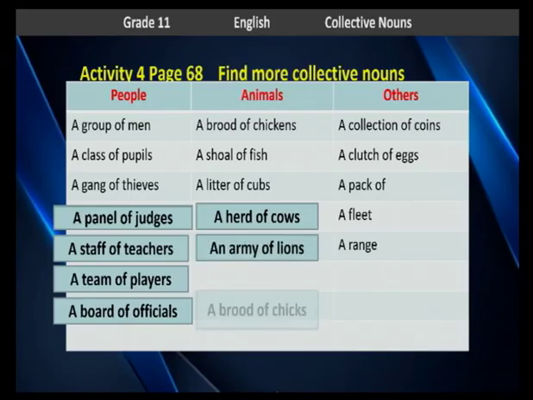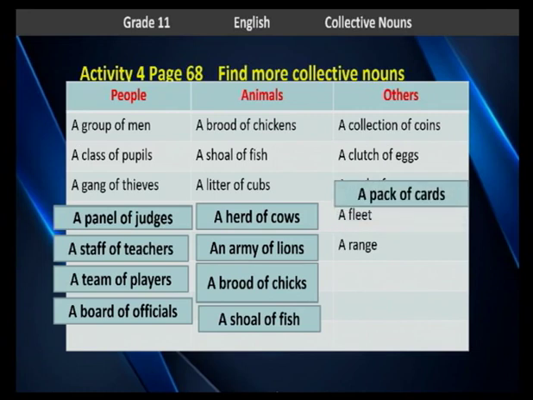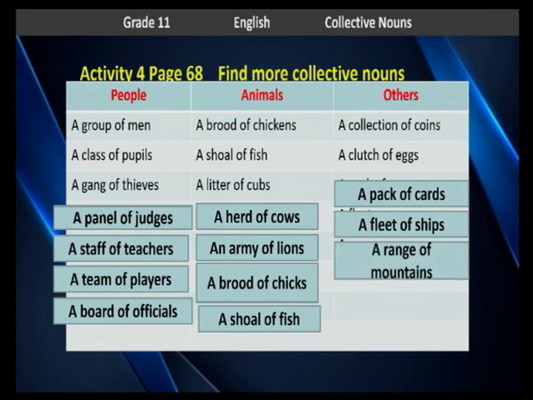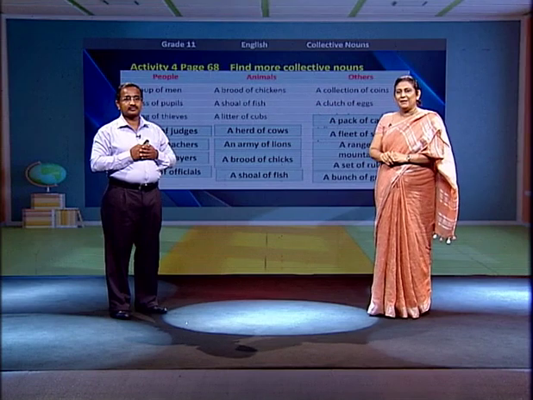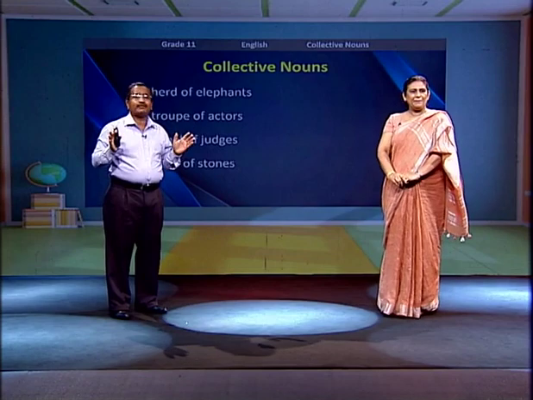an army of lions, a brood of chicks, a shoal of fish. Let's have a look at the next. A collection of coins, a clutch of eggs. What about this? A pack of cards, a fleet of ships, a range of mountains, a set of rules, a bunch of grapes. Okay, now we are coming to the end of our lesson.